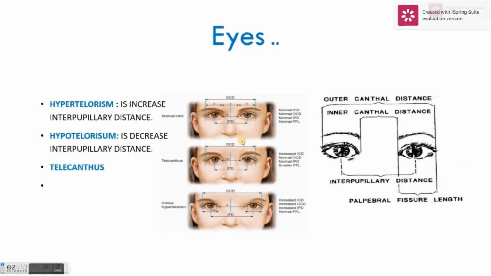These are the photographs. This is a normal chart, all measurements, and you can plot the chart. And this is telecanthus: you can see the medial canthus moved laterally on both sides, while the outer canthus didn't move. And this is hypertelorism. Both eyes had moved to the side.